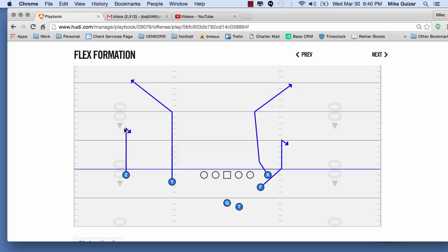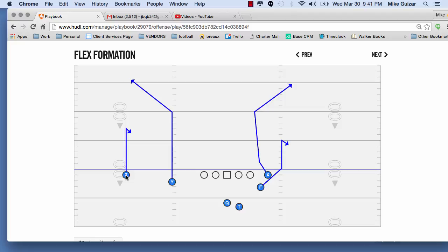So it made more sense on the flex side to have the X run the flag and the F run the hitch. The flag routes are 10 yards breaking towards the corner, and the hitches on both sides are 7-yard hitches from your starting point. You'll notice that Z seems like his route has gone deeper than F's, because Z seems to be about 2 yards past this line right here, whereas F's route breaks right at this line. That's because F started deeper than Z, but they are both about 7-yard routes.